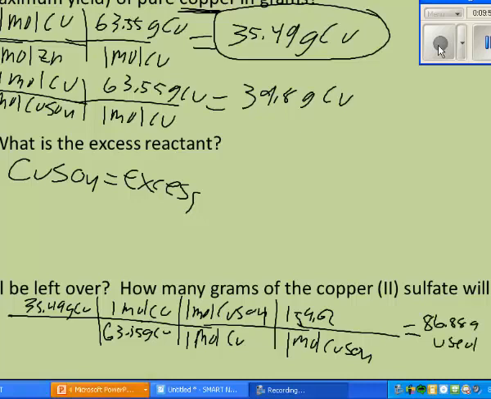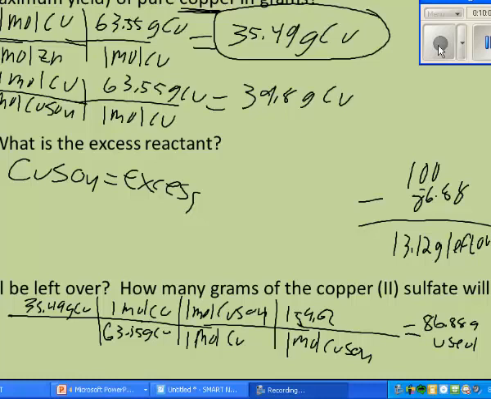So you had 100, you used 86.88. That leaves you with 13.12 grams left over for the copper 2 sulfate. There you go. So you just got to know what you're starting with, what you're ending with, and make sure you really understand the stoichiometry. This is really not that bad. Right, any questions you got? Bring them to class.